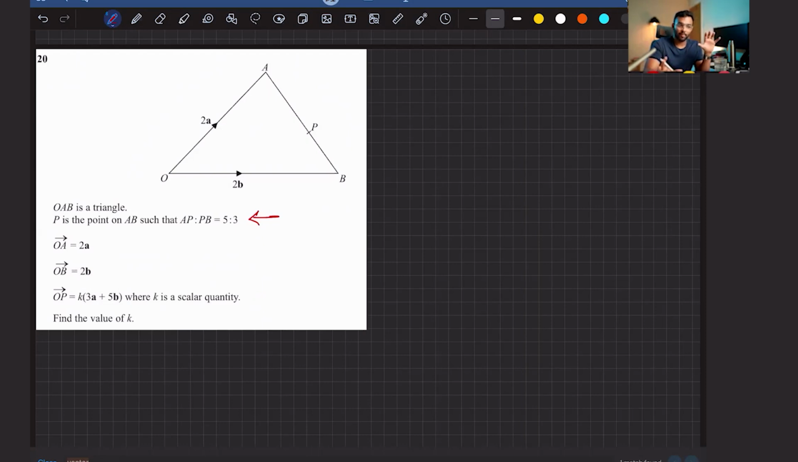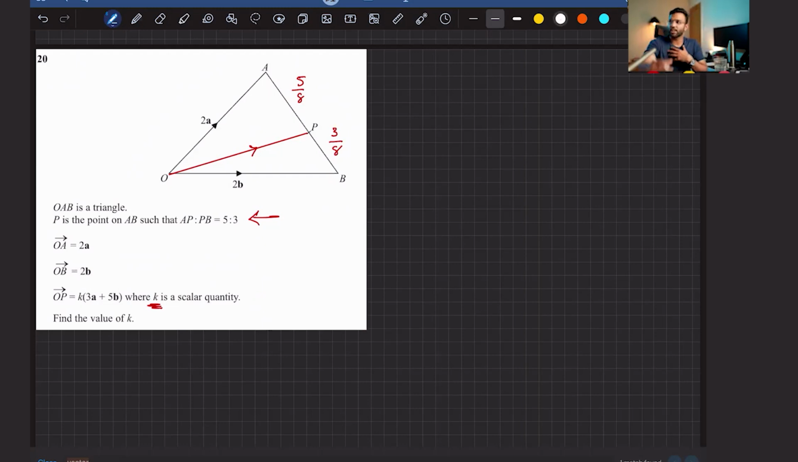I'm going to jump a few steps. Would it be all right to write 5 over 8, 3 over 8? Not half, okay? 5 is to 3. Savit, look at it. Not half. And OP, there's no line OP. We've got to join that up. O to P is something multiplied of 3a plus 5b, where k is a scalar quantity. We need to find the value of k.